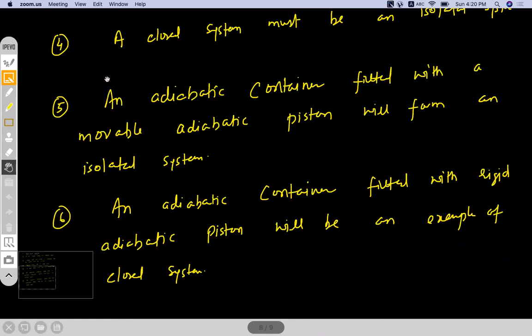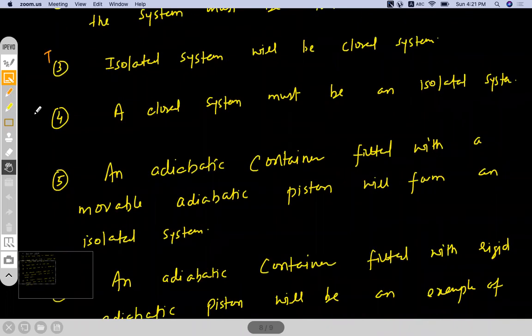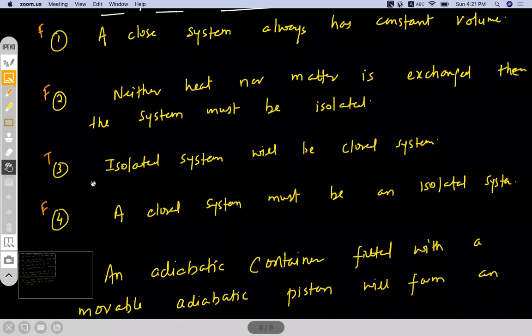Okay, so the answer for this question is: this one is false, second one is also false, it's true, false, false, false. How many did you get correct? Four correct.